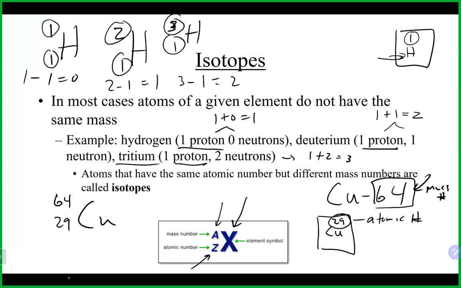How many protons would this copper have? 29. It is neutral. By the way, I know it's neutral because there's nothing written there. That's where the charge would be, right? So it is neutral, which means how many electrons should it have? It's got to have an equal number of electrons, right? 29 positive things, 29 negative things gives you 0 overall charge. How many neutrons would it have? It would have 64 minus 29.